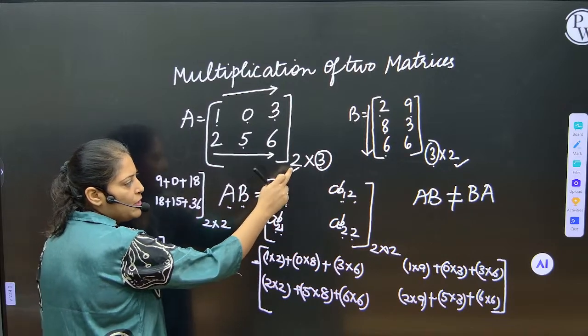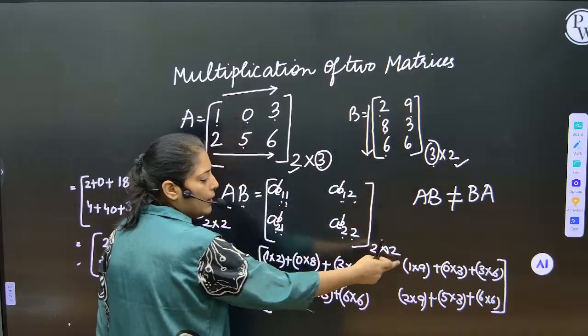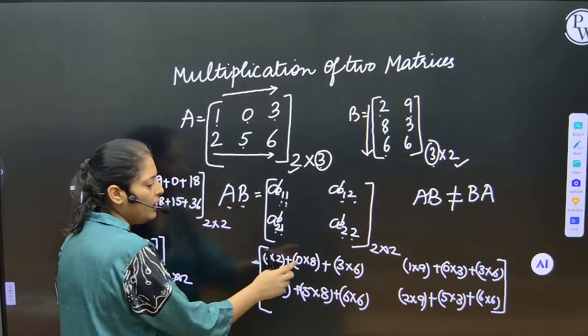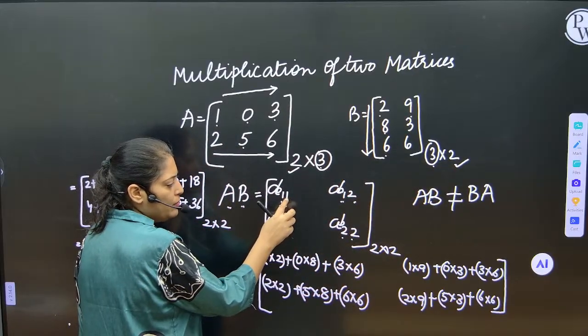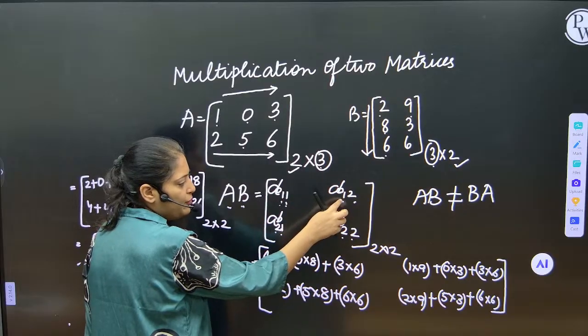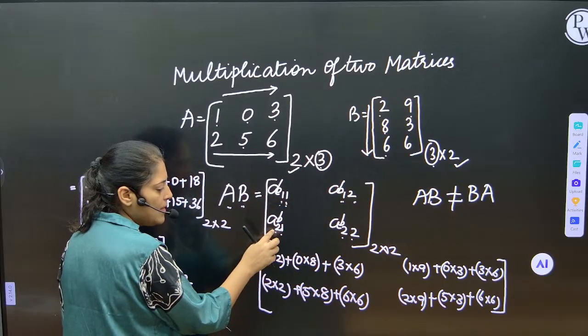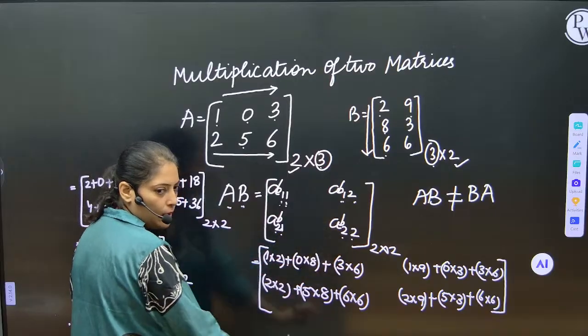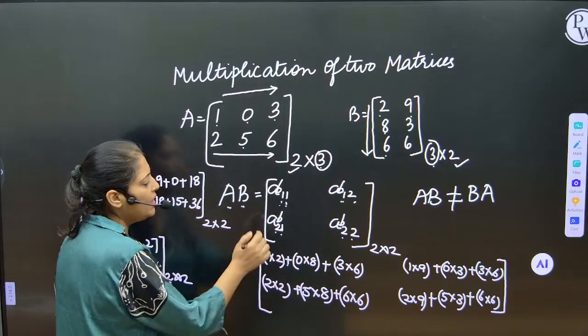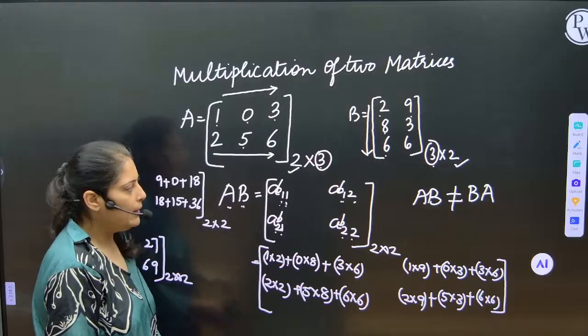We'll write now, which two numbers are left? 2 and 2. That we'll write. First row, first column; first row, second column; second row, first column; second row, second column. This is the way to write. So now we'll multiply in this order only.